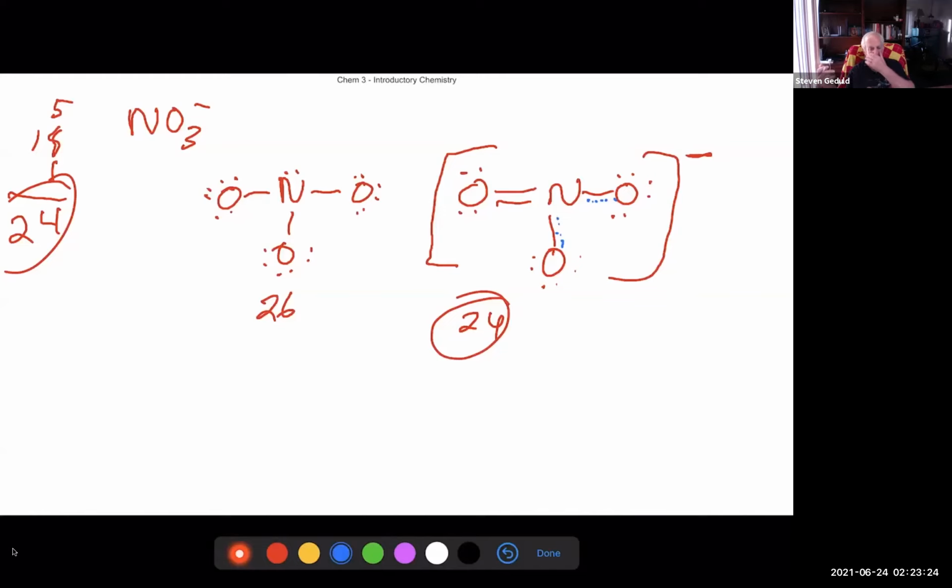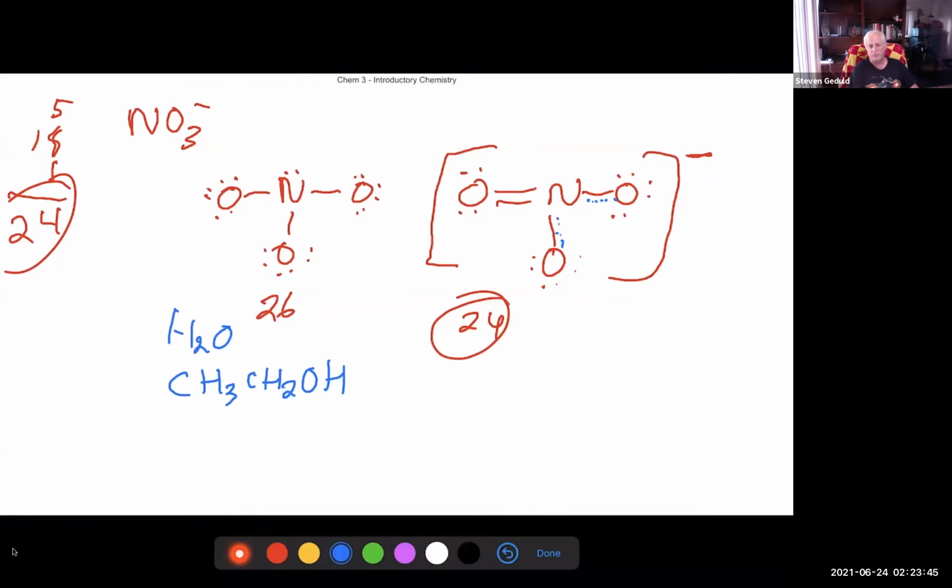Okay, if you mix covalent compounds, say you're making alcohol, making vodka. Alcohol is water, and we know how to do the Lewis structure for that, and ethanol, CH3CH2OH. That's ethanol. So let's draw the Lewis structure for ethanol just for fun. Okay, since it's so much fun to do this.